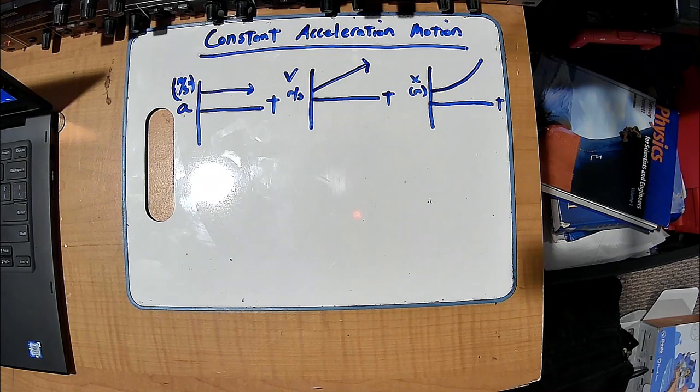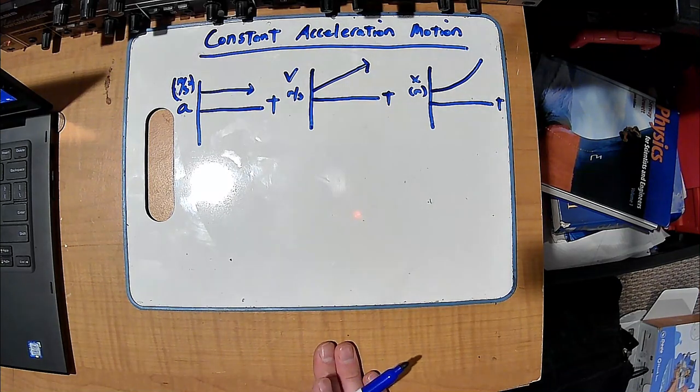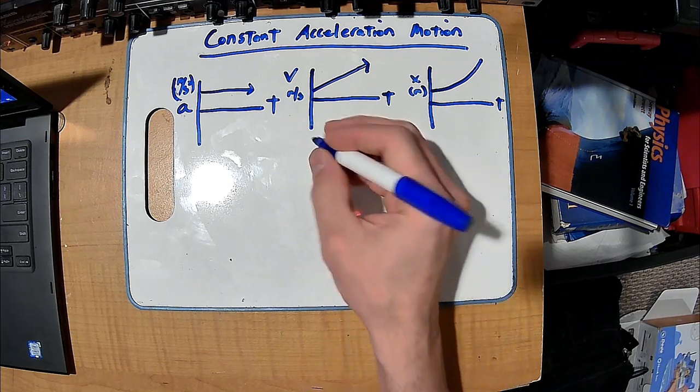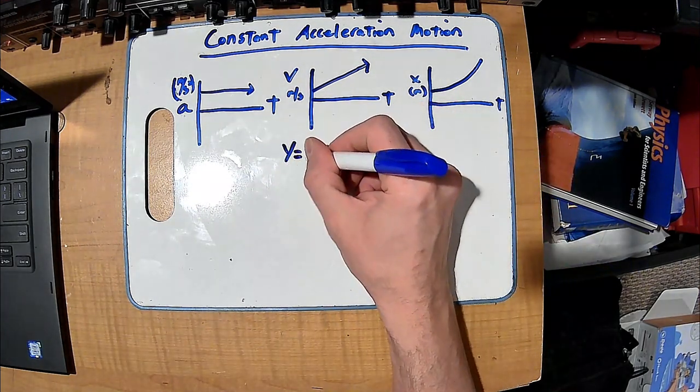However, let's think about this. This is a straight line. You guys know from algebra that a straight line has the equation y equals mx plus b.